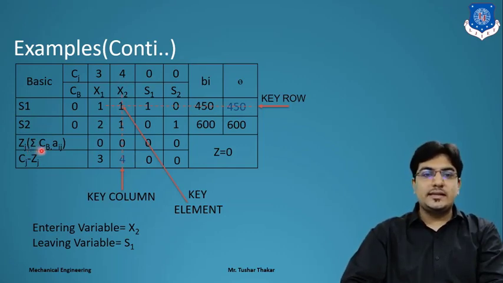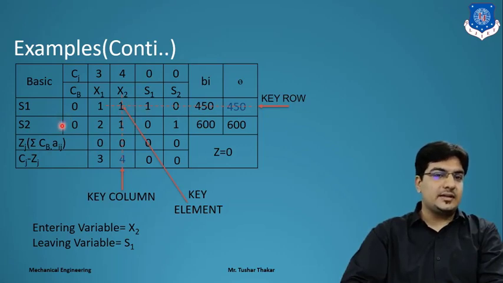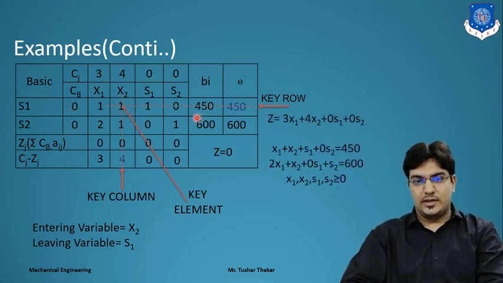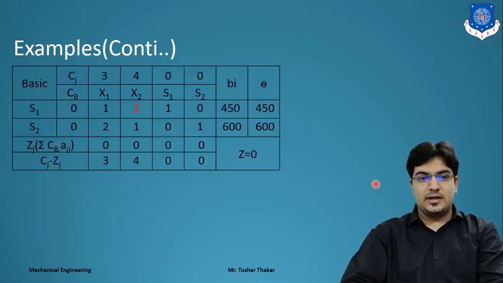So what is the next step? For the next equation, we divide all the values of the row by the key element to get the new row. So this is the equation over here.